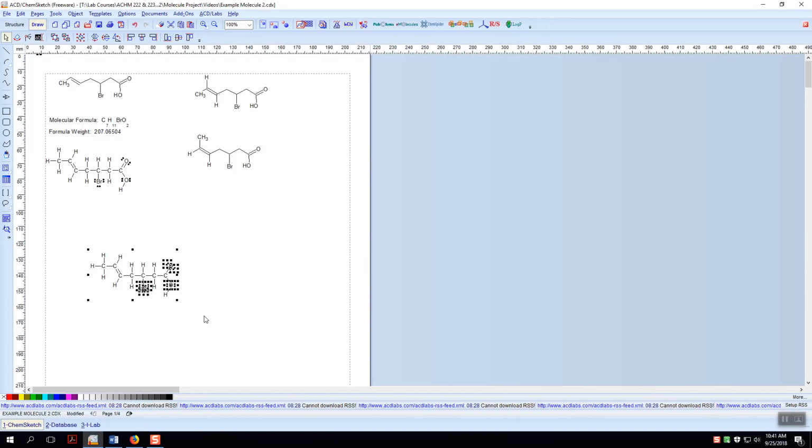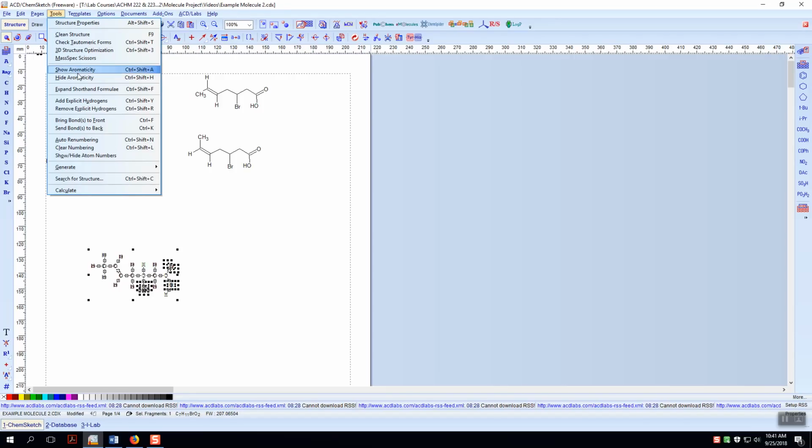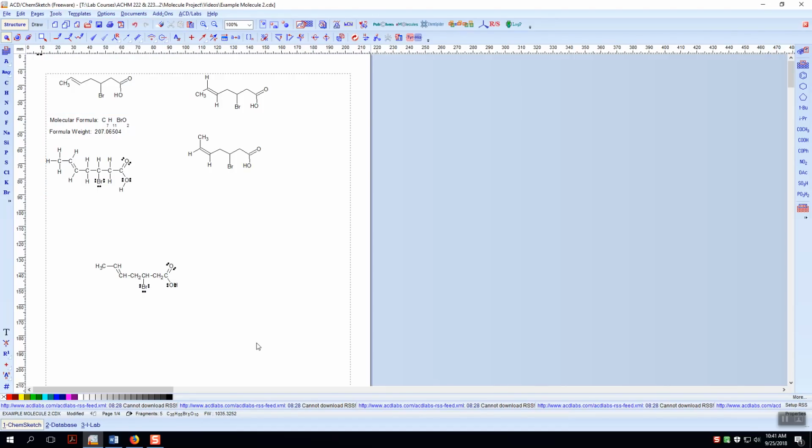Now, I want to get rid of all these hydrogens before I put in my hydrogen bonding, because they're a little bit in the way. To do that, I want to go to Structure, then Tools, and then where it says Remove Explicit Hydrogens. It now no longer shows the explicit hydrogens, so that's a little bit more of a straightforward view. The only thing I don't like is the position of this particular hydrogen, so I'm just going to draw it in like that so it looks a little bit better.